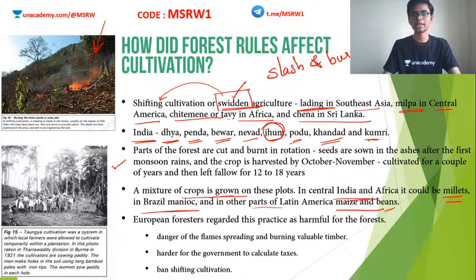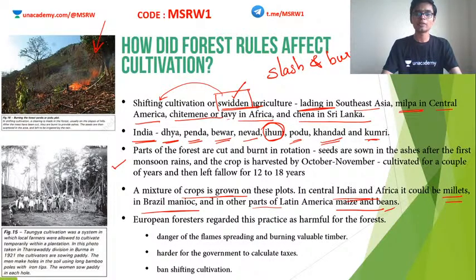Clear? But when the Europeans went to these colonies, they understood that this is a very bad method, a harmful practice. Why? It's not because they were environmentalists or anything. It is just because they were afraid that the burning of forests might hamper their timber cultivation. Sometimes these flames cannot be controlled, and might catch on to other parts of the forest where they have already started growing costly timber varieties of plants.